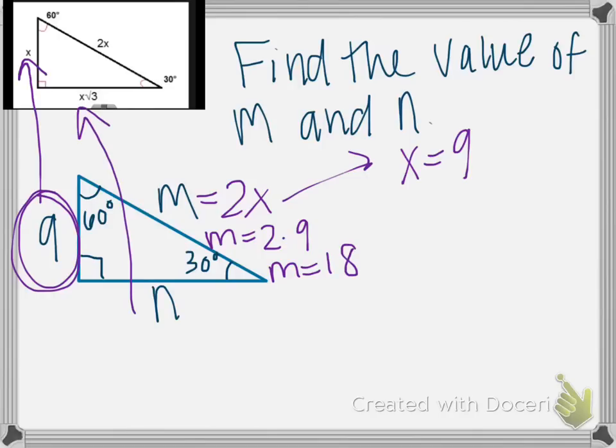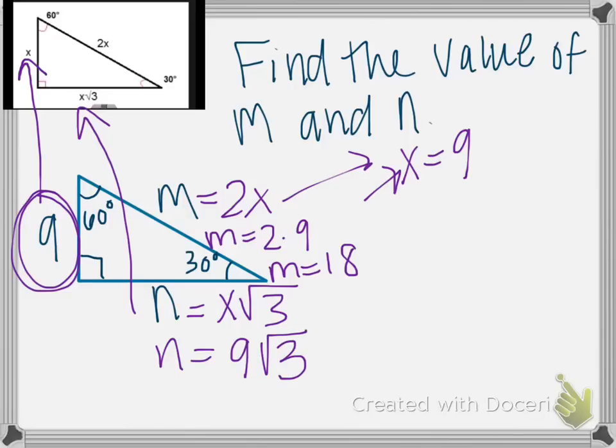Now we need to figure out what n equals. N lines up with this one, so our n equals x times the square root of 3. You just plug in our x, and we have n equals 9 square roots of 3. And we have solved for all the variables. So we have n equals 9 square roots of 3, and m equals 18.